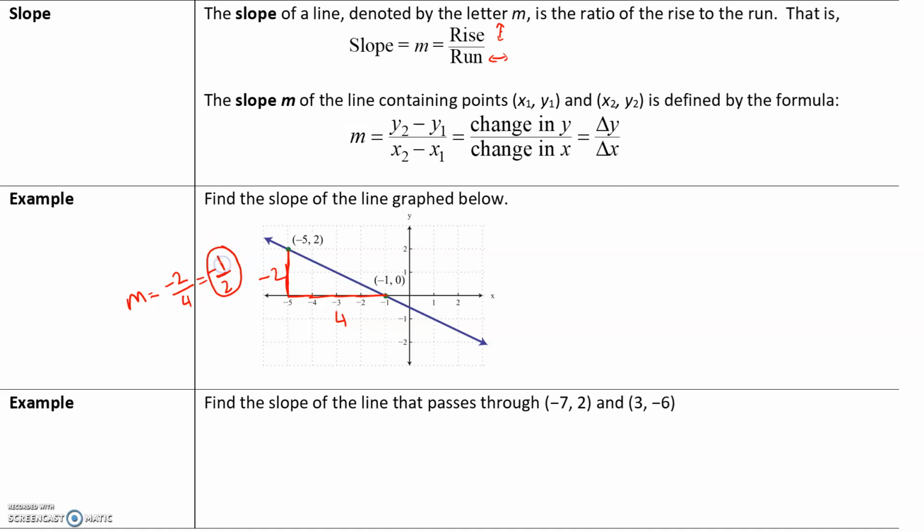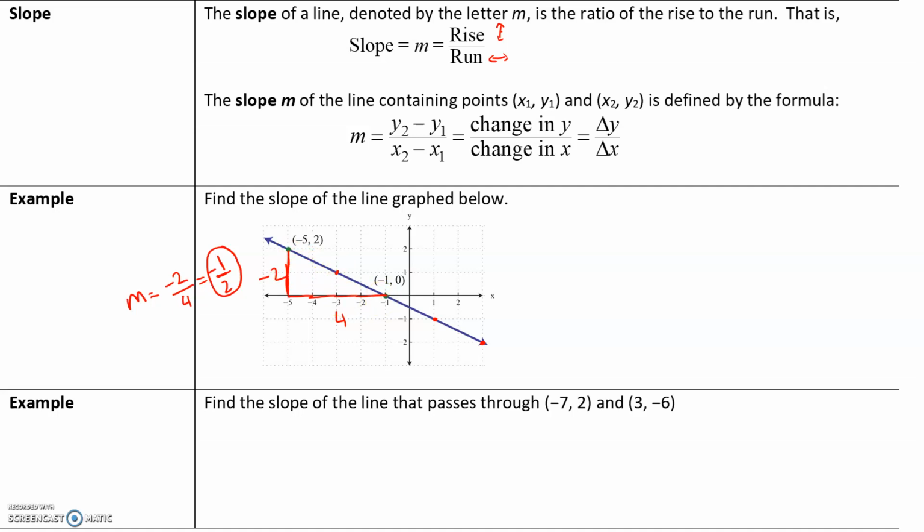Here's what the slope means. It means that on any point in this line, if we go down 1 unit and across 2 units, we will get to another point on the line. Let's test that. From negative 5, 2, we will go down 1 unit and across 2 units, and we get another point. Down 1 across 2, we get another point. Down 1 across 2, we get another point. We can keep doing this. So this is like a set of directions or a formula to get from one point to the next: down 1, across 2.